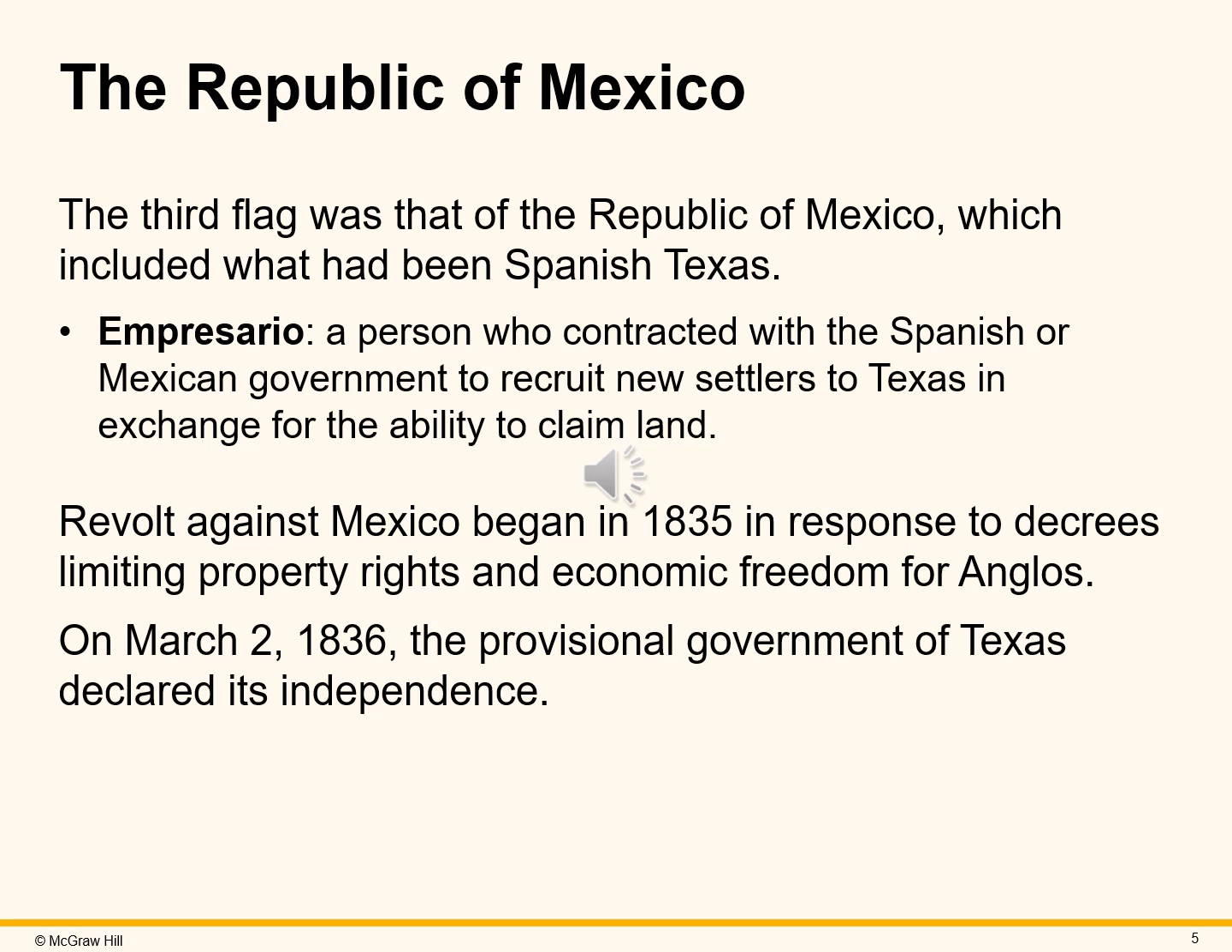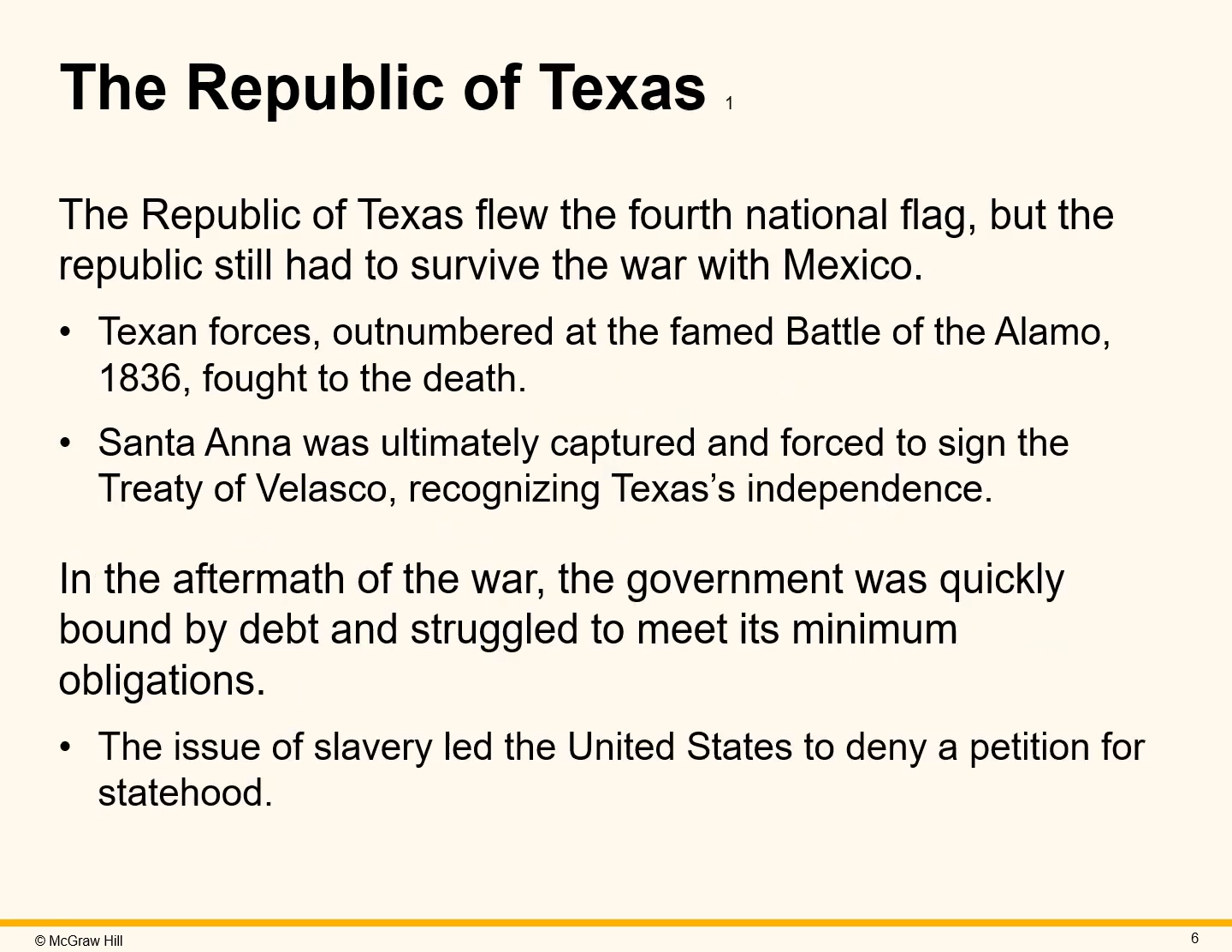Revolt against Mexico began in 1835 in response to decrees limiting property rights and economic freedoms for Anglos. On March 2, 1836, the Provisional Government of Texas declared its independence. The Republic of Texas was the fourth national flag, but the Republic still had to survive the war with Mexico.